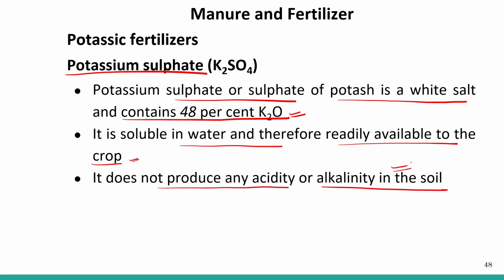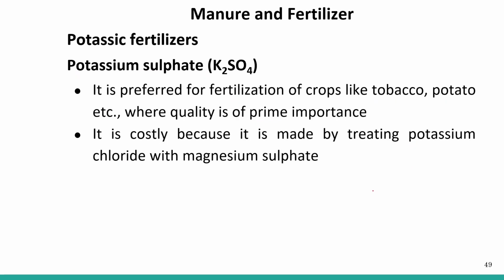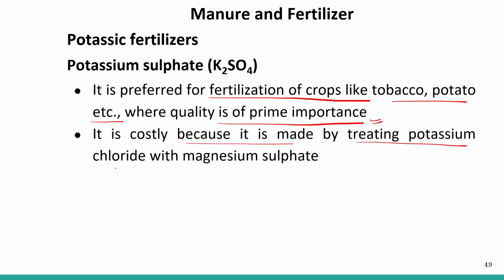So it is present in the proper form that can be easily absorbed by the crop plants. So it does not produce any acidity or alkalinity in the soil. It is preferred for the fertilization of crops like tobacco, potato, etc., where quality is of prime importance. But this particular type of fertilizer is quite costly because it is made by treating potassium chloride and magnesium sulfate. So it needs a proper preparation step, so that becomes quite costly.